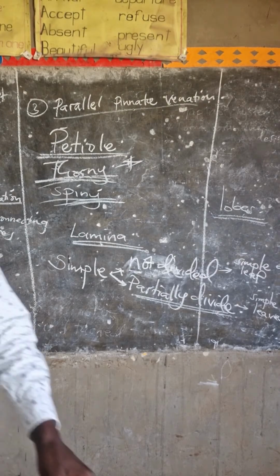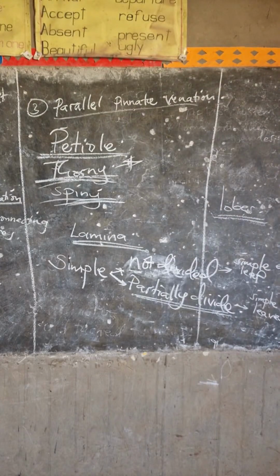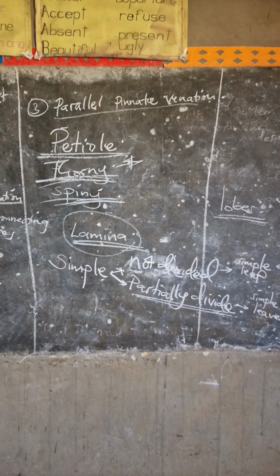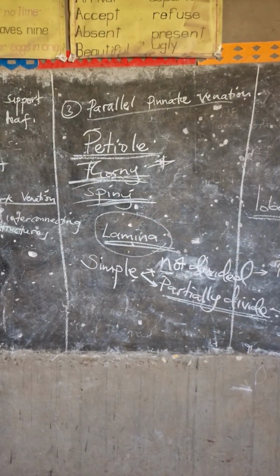So to move on, we can look at the compound leaves. They are formed as a result of dividing of the lamina. Let me hope we are following, please.